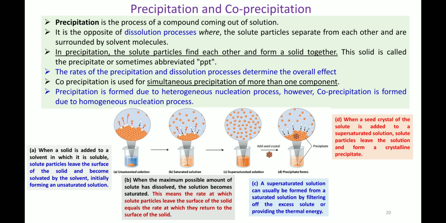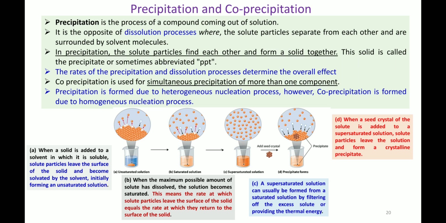So the rate of precipitation and dissolution processes determine the overall effect. Whether a material is forming or it is dissolving depends on what? It depends on the rate of precipitation and the rate of dissolution. If the rate of precipitation is higher than the rate of dissolution, then you can call it precipitation. If the rate of dissolution is higher than precipitation, then you can call it a dissolution process.